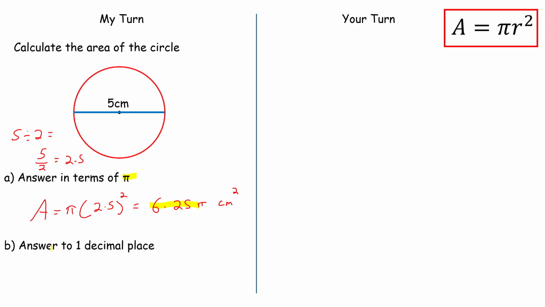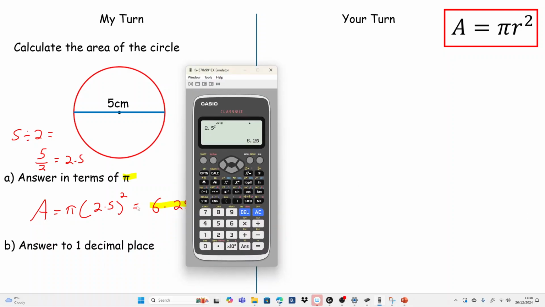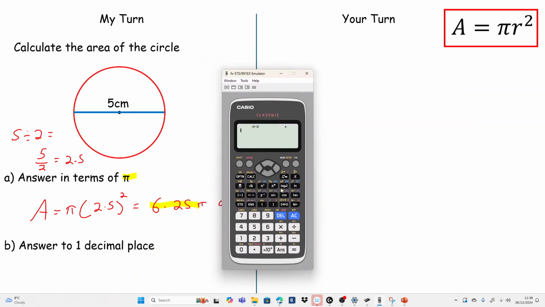And then part B, give your answer to 1 dp. Now this is just a case of typing in the whole thing in your calculator. So we can do 6.25, and then times it by shift and then by pi. We're just typing this into the calculator, press equals, and it will give you it as a fraction, but then you press this one. So 19.6 to 1 decimal place.